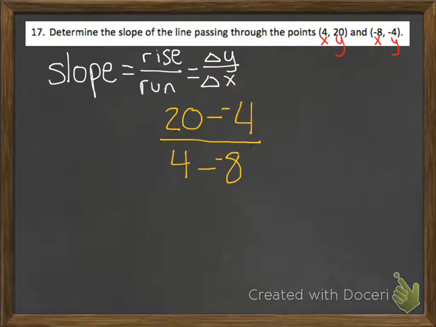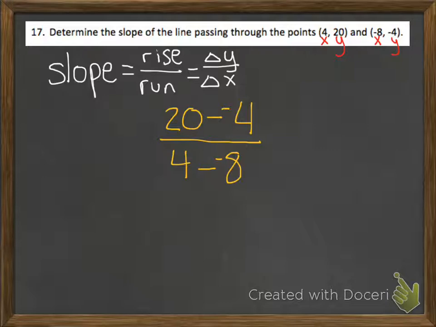One of the most important things when we're finding our slope is making sure that we're starting from the same point every time. So notice that I started with 20, which was in my first point with my y's. So I have to start with 4 for my x's, which is also in the first point.